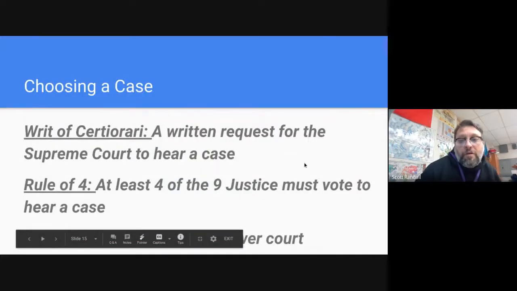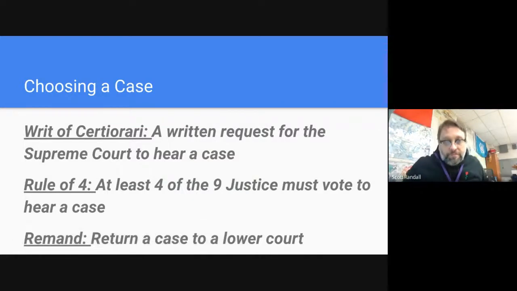All right. So, like the video I talked about, how a case gets heard, something called a writ of certiorari is basically a written request to hear a case. Before a case can be brought in front of the Supreme Court, you have what they call the rule of four. At least 4 of the 9 justices must vote to hear a case.